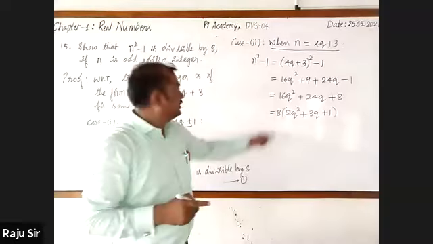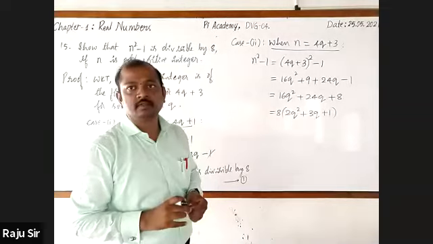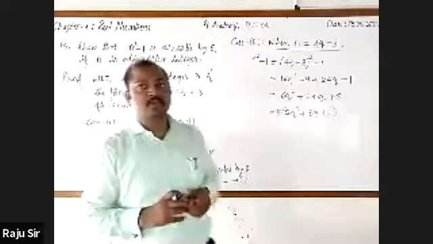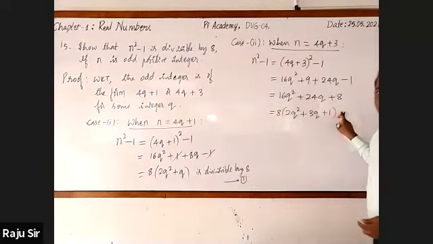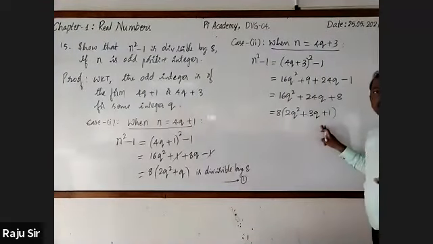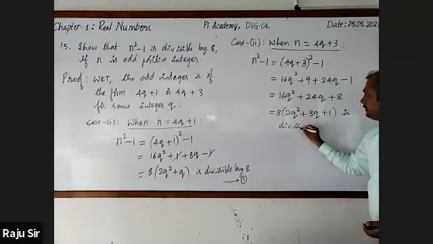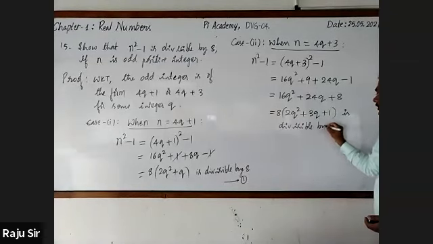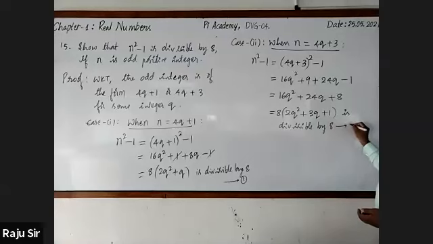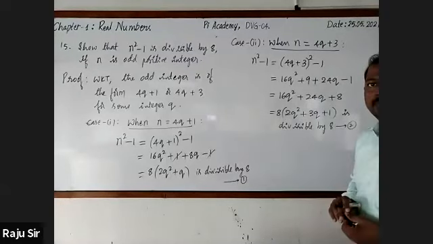Nishka, is it divisible by 8? Yes, sir. Why? Sir, because there is no remainder. There is no remainder. Remainder is 0 and it is a multiple of 8. Therefore, it is divisible by 8. Right. You may call this statement 2.